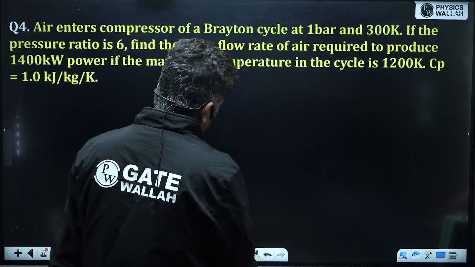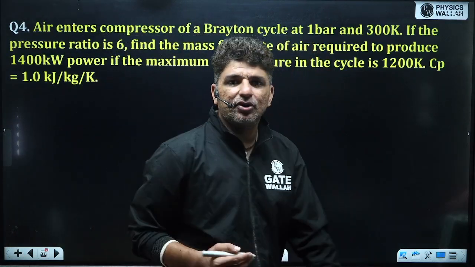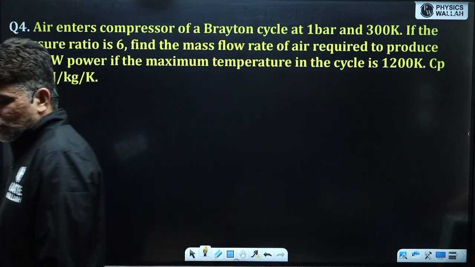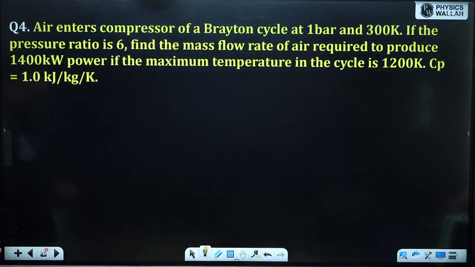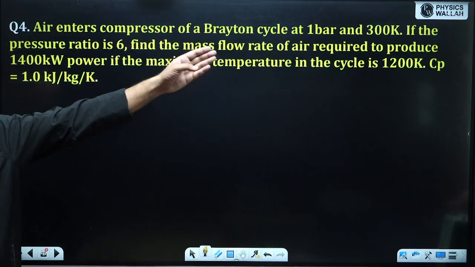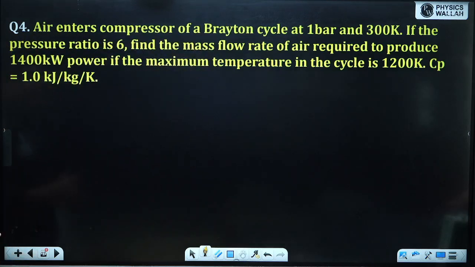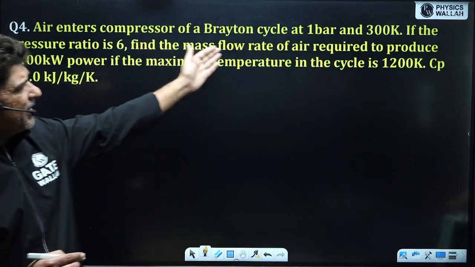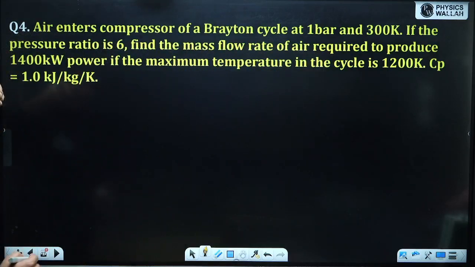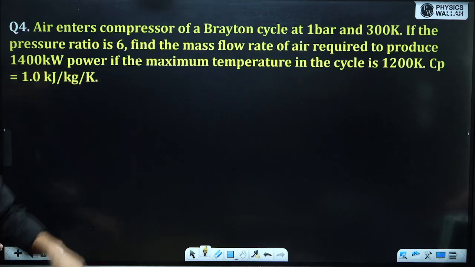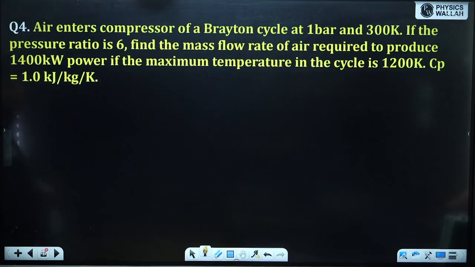But let's do one more question regarding the simple Brayton cycle. This question you guys should try. Air enters the compressor of a Brayton cycle at 1 bar and 300 K. If the pressure ratio is 6, find the mass flow rate of air required to produce 1400 kilowatt power if the maximum temperature in the cycle is 1200 Kelvin. Cp is given as 1.0. I hope you guys can attempt this question.